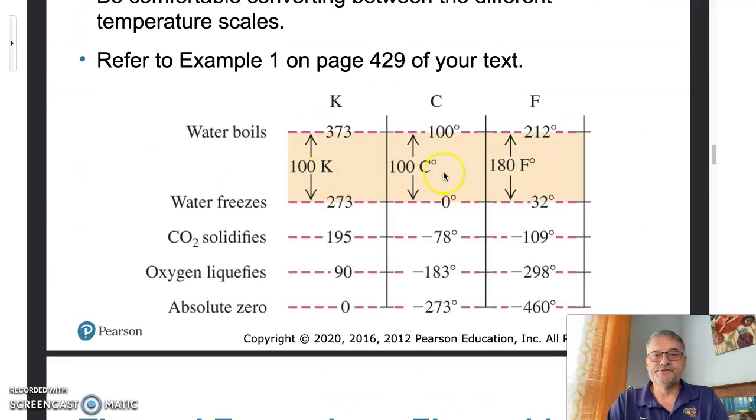Temperature conversions, and so here's all three scales laid out next to each other, and you can see that 0 is negative 273 Celsius and negative 460 Fahrenheit.